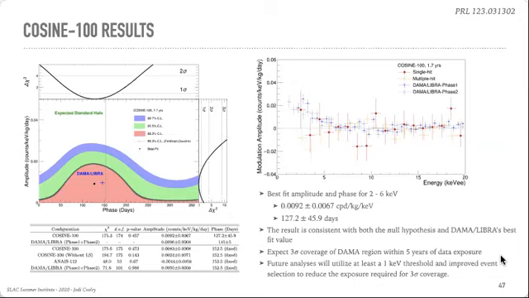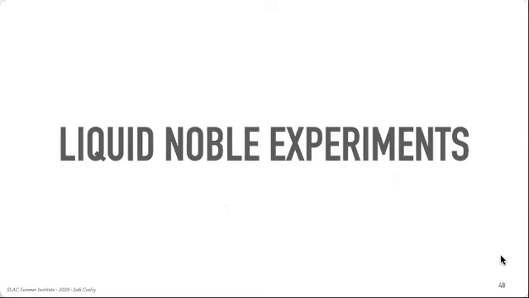But on more of a positive note, thinking about where this experiment is going in the future, they expect 3 sigma coverage of the DAMA region within 5 years of data. And once they're able to cover 3 sigma of the region, we should at least have a good hint of what is going on. And so they have some ideas how to advance things in the future. And so, look how I ended perfectly on time. I'm 1 minute early.